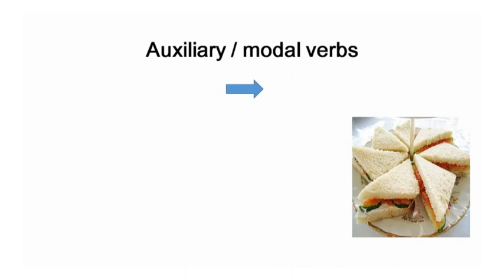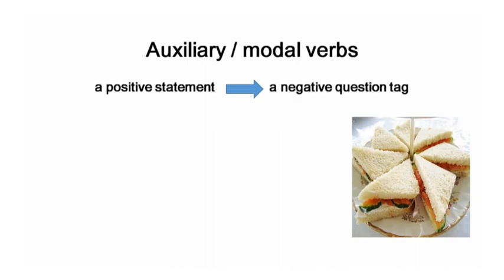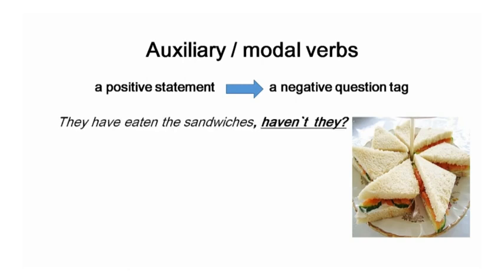In some of the sentences, we may have an auxiliary or a modal verb. Again, we have the same rule. A positive statement is followed by a negative question tag. Here are the examples. They have eaten the sandwiches, haven't they? Have becomes haven't, and we add they.